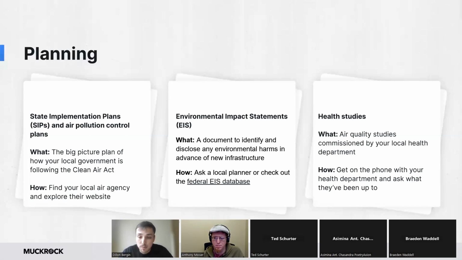And again, probably the way to get to these types of documents, or to know what's already out there, is just to get on the phone with your health department and ask what they've been up to. They may also already be public, or there may be an ongoing project that your health department is working on related to air quality. So these aren't the sexiest or most exciting documents, but the planning documents will give you an overview of what is already known or of a big concern by local government in your area.